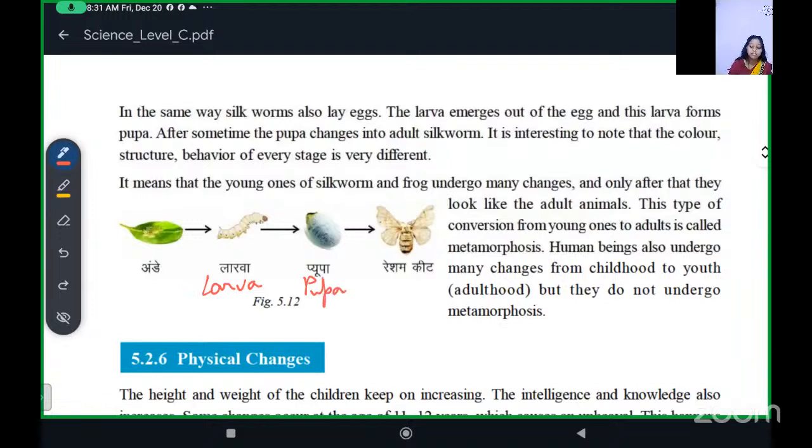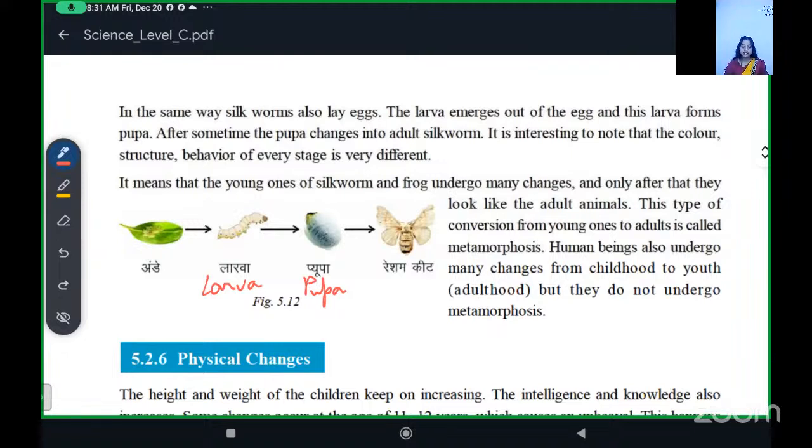Means from its mouth, the thread they secrete wraps around it in layers and forms a hard outer covering. And then inside that whole covering, its development slowly takes place. And then when it emerges out of it, it becomes a butterfly, or adult silkworm.